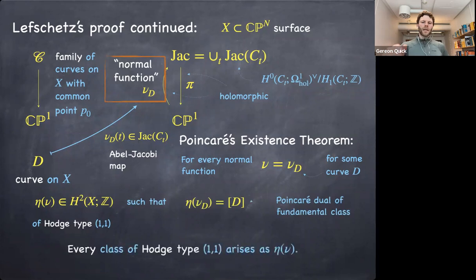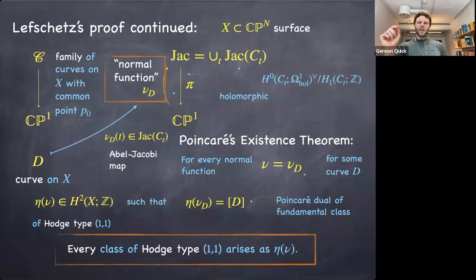Okay, and then the last bit is we have to show that every class of Hodge type actually arises as the cohomology class of a normal function. Okay, and taking these two bits together gives us a proof of Lefschetz theorem, if we accept the fact that divisors correspond to line bundles. Okay, so that's the idea of this proof.